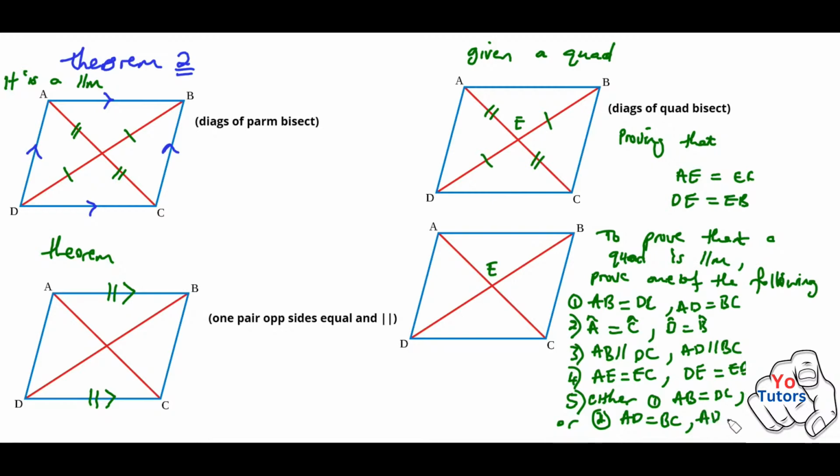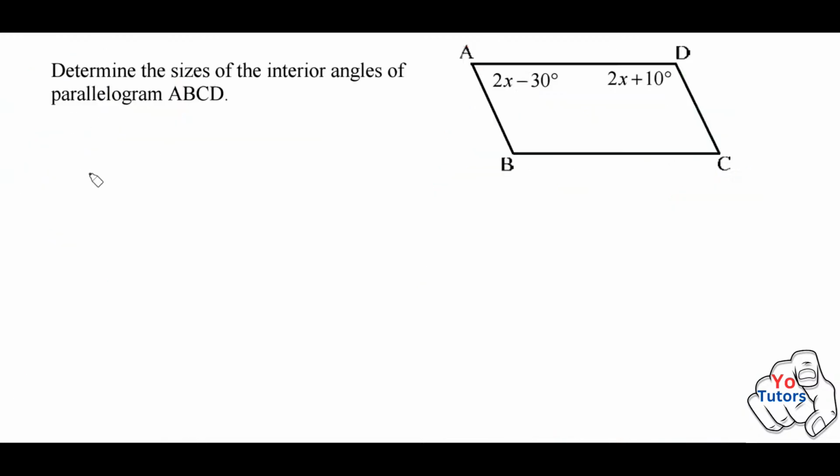AD is parallel to BC. So in this case, we are now able to say, if you prove any of these, when you are asked to prove that a shape is a parallelogram, you must just show us any of these. Now let's look at a question, then we can understand how we apply this.